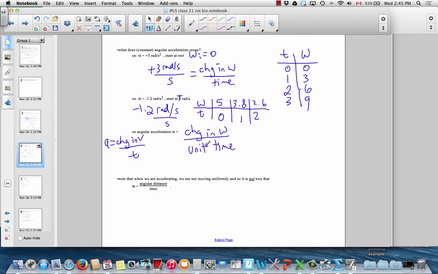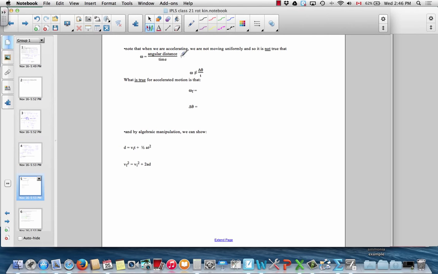Now, when it came to doing calculations with acceleration, in Physics 11, we had to say, okay, it's no longer true that a speed is a distance over a time when you're accelerating. It's also not true that omega is distance over time anymore. So what is true? How do you find a speed? Well, a final speed is an initial speed plus an acceleration times time. That was just like in Physics 11. Vf is vi plus at.